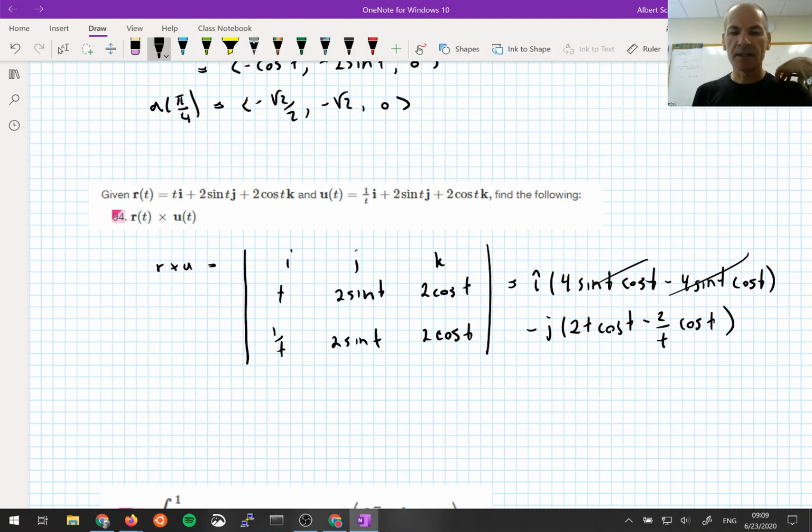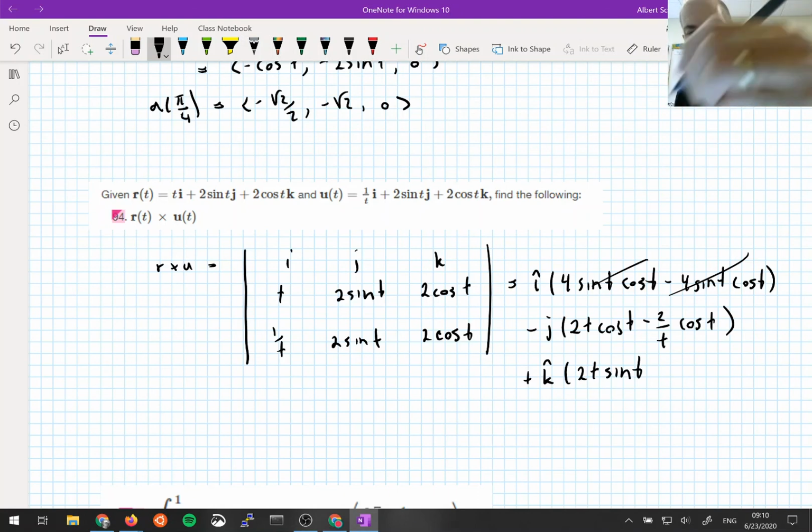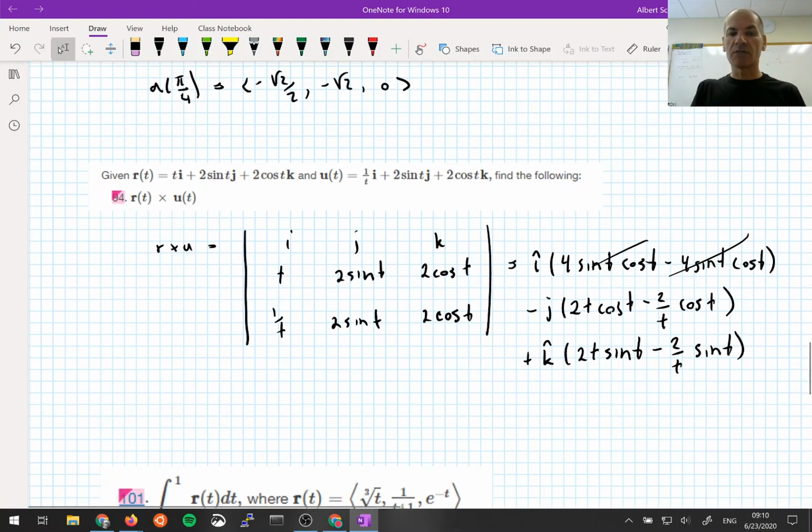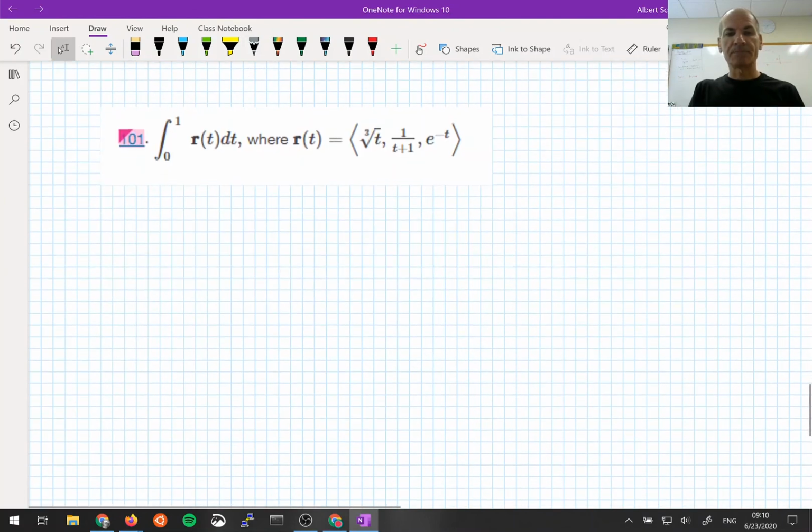Let me just double check that. I think that looks good. All right, and then finally plus the k component. Now we're going to blot out the k column and do this little determinant over here, 2t sine t minus 2 over t sine t. And that's pretty much it. This particular exercise asks you to go on and do some derivatives, and I would encourage you to go back and use the cross product identity for derivatives as you work through that.